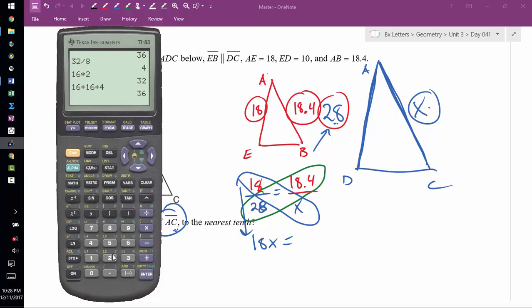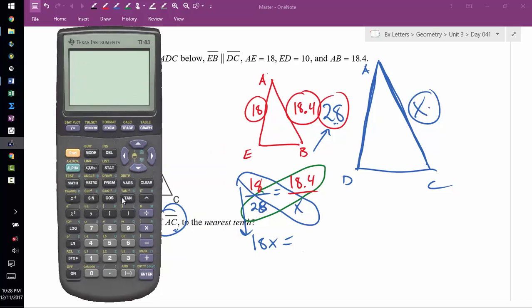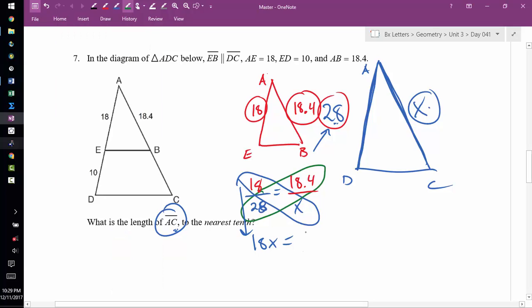So I'm just going to use my calculator when it decides to work. And multiply that because I don't really care to do that in my head. Wow, that's a big number. 515.2. Divide both sides by 18.